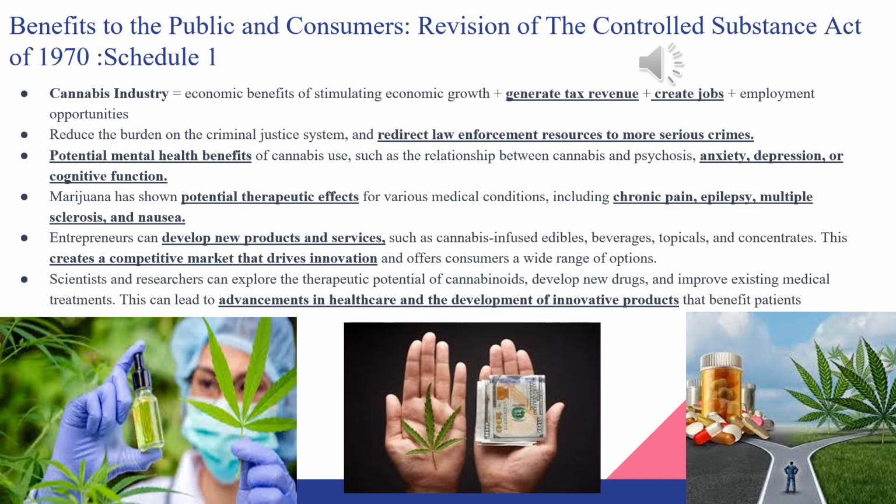Let's talk about the benefits to the public and consumers. If we revise this scheduling of marijuana in the Controlled Substance Act, we can see a large increase of tax revenue, creating jobs, creating employment, and increasing economic growth. Another thing we can see is reducing the burden on the criminal justice system and redirecting law enforcement resources to more serious crimes. There are also potential mental health benefits, such as for anxiety, depression, things like that.